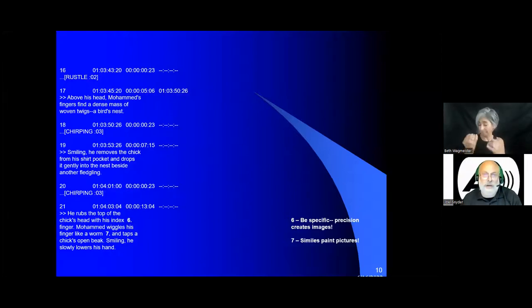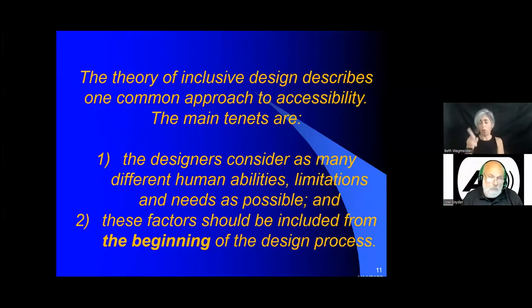Now, how does one incorporate accessibility even more intimately? Audio description in particular, how does one do this as an aesthetic innovation? The theory of inclusive design describes one common approach to accessibility. The main tenets are: one, the designers consider as many different human abilities, limitations, and needs as possible. And number two, these factors should be included from the beginning of the design process.